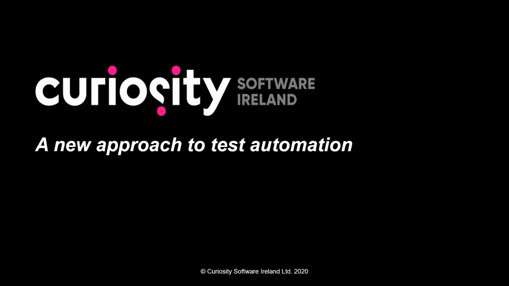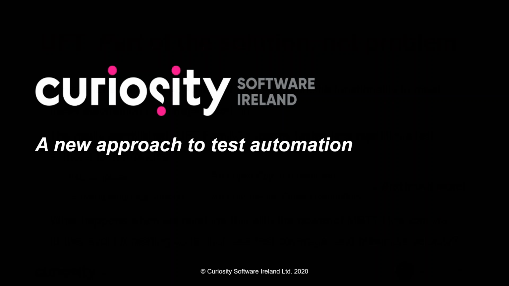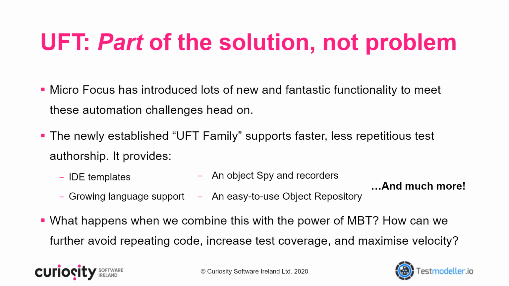So let's be a bit more positive and let's start thinking about some new approaches to test automation and how we can start addressing some of these challenges. So one of the tools we're going to be using today is UFT, which is obviously a Micro Focus tool. And one of the things we really like about UFT is over the past few years, they've introduced a lot of new and fantastic functionality to help meet these automation challenges head on.